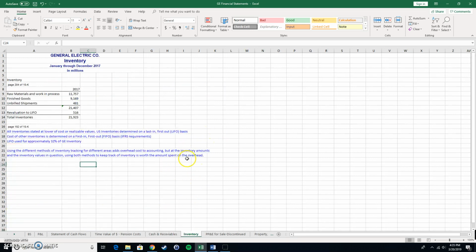The next tab is the inventory, and there is analysis and notes on why GE chose to do the inventory and the methods that they used.